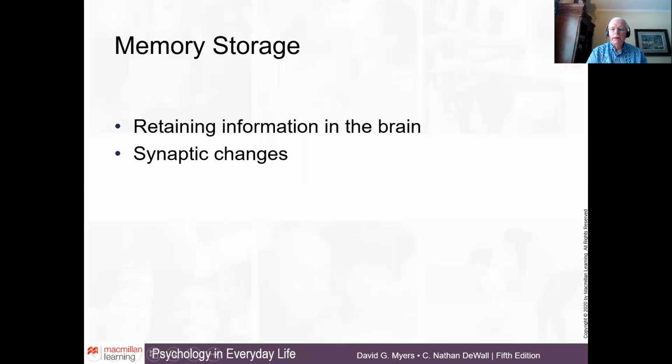The final topic that I would like to spend some time on with you is memory storage. How do we store information in our brain so that we can use that information to help ourselves in the many ways in which we do so? And we will even look at changes that go on at the level of the neuron when memories are created in our brain.